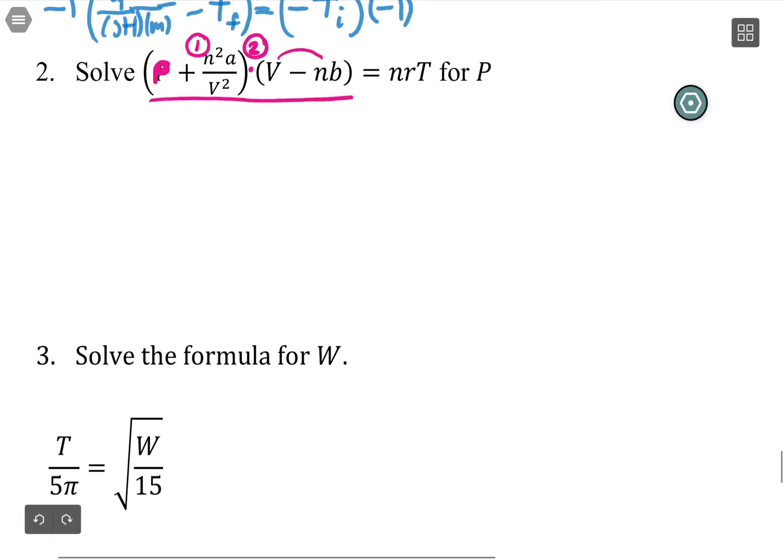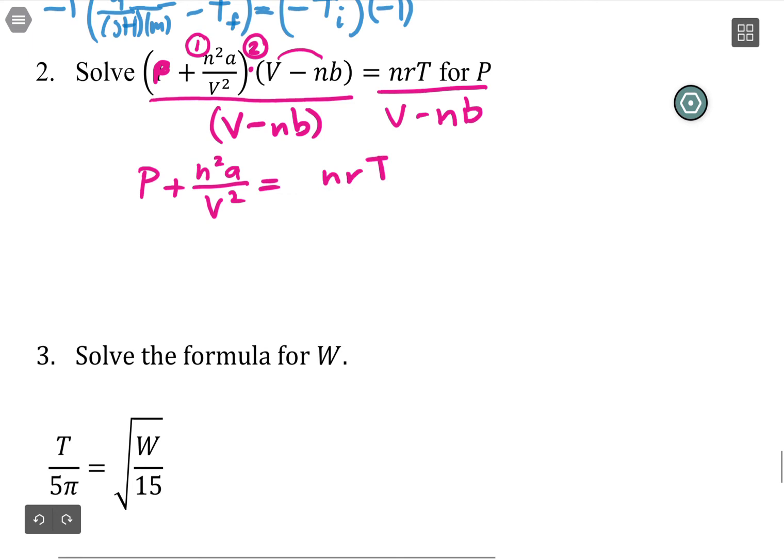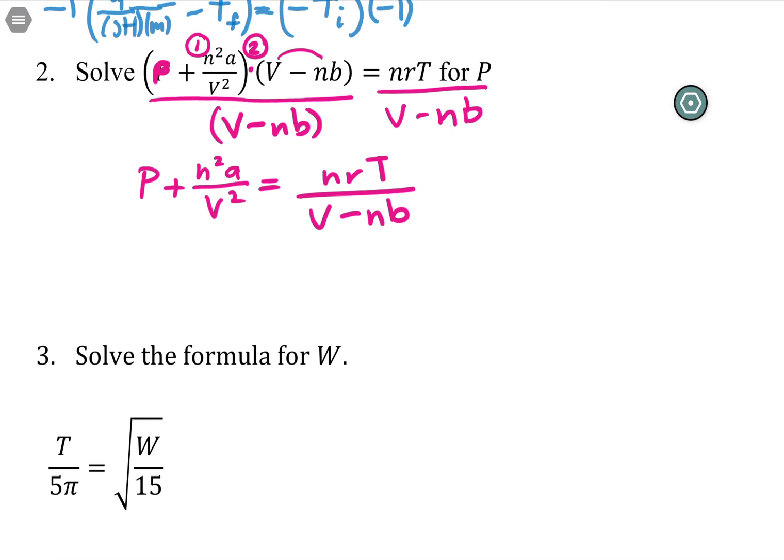So if I want to get rid of the multiplication, I'm going to use division. It's totally valid to divide that entire factor out. If all of it's attached by multiplication, all of it gets removed with division. Okay, so P plus n squared A over V squared equals nRT over V minus nB. The only other thing I had to do was detach that n squared A over V squared, and as scary as that looks, it's a single term, so I just move it all at once. It's all attached by addition, so I can remove it all with subtraction.